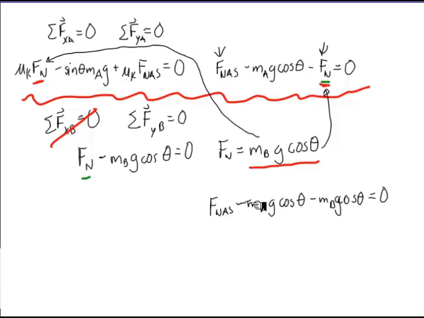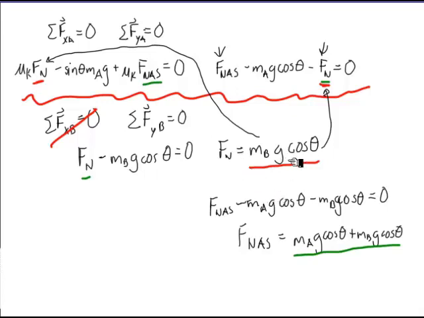Okay, and then I also get another substitution if I rearrange this F_N A's. So this will be positive M_A g cosine theta plus M_B g cosine theta. I know I got lines scribbling all over the place, but hopefully you see that what I'm doing is just a series of substitutions. It's just a puzzle to think of what can I plug in, in terms of what I know, in terms of what I don't know, to eliminate the things I don't know.